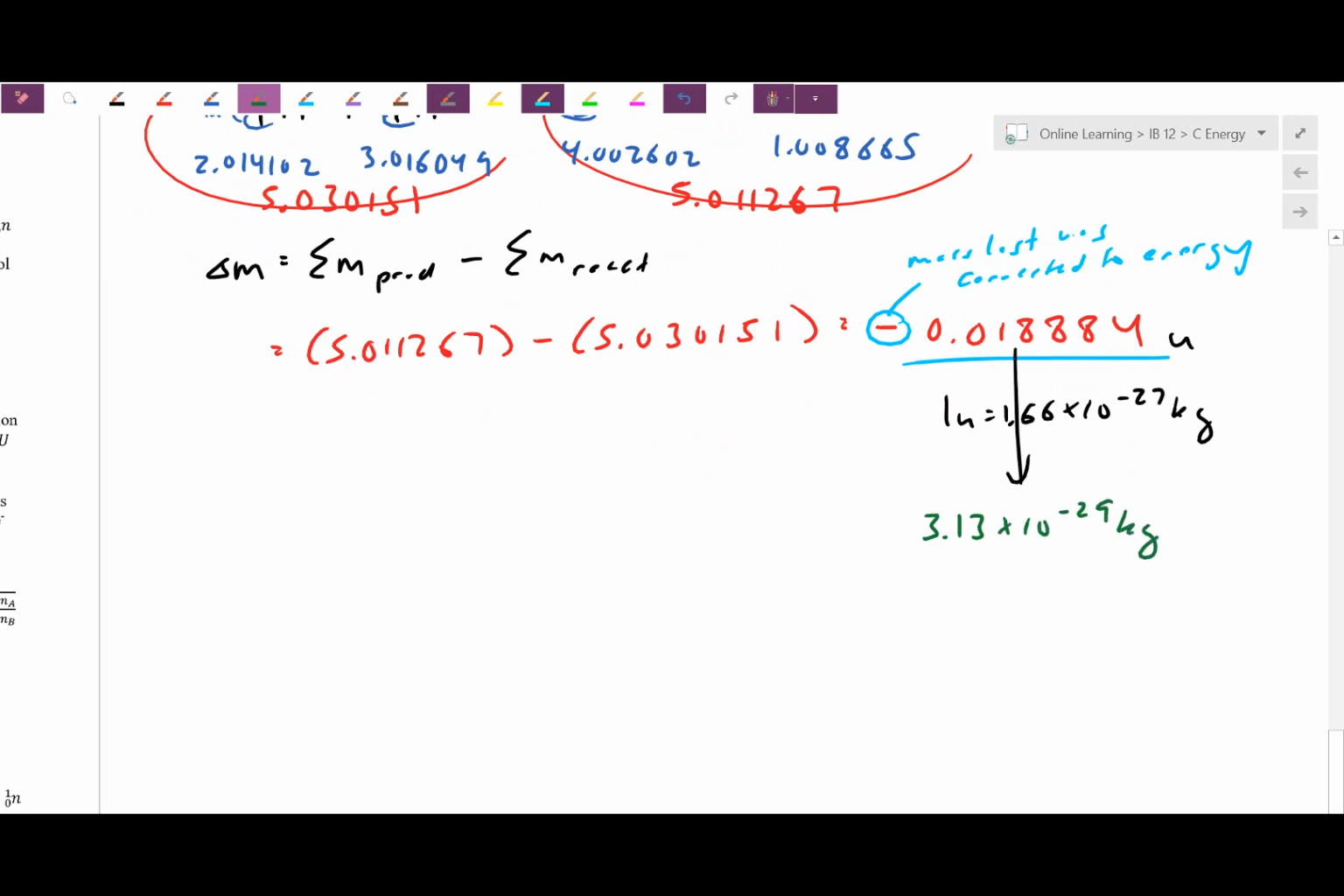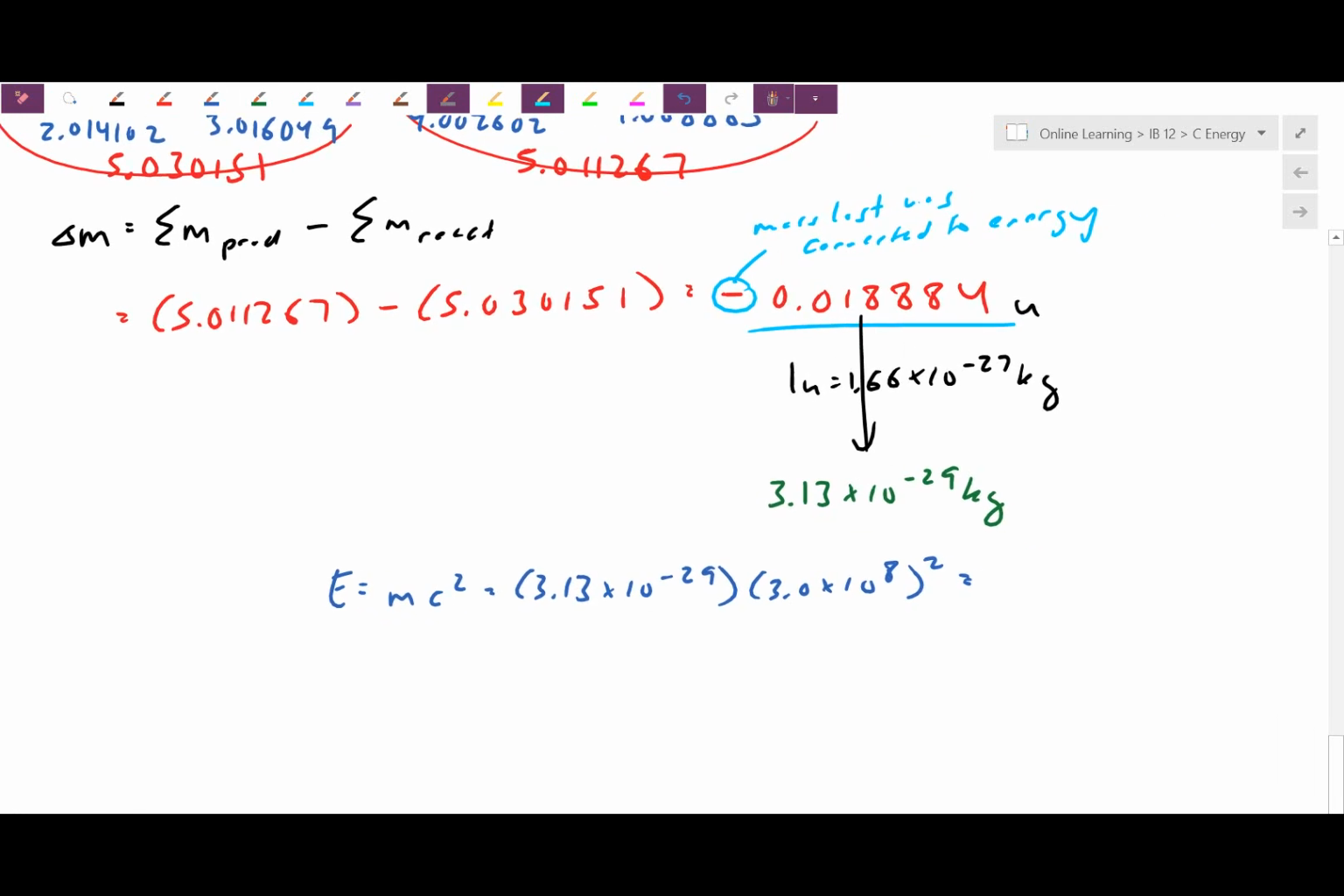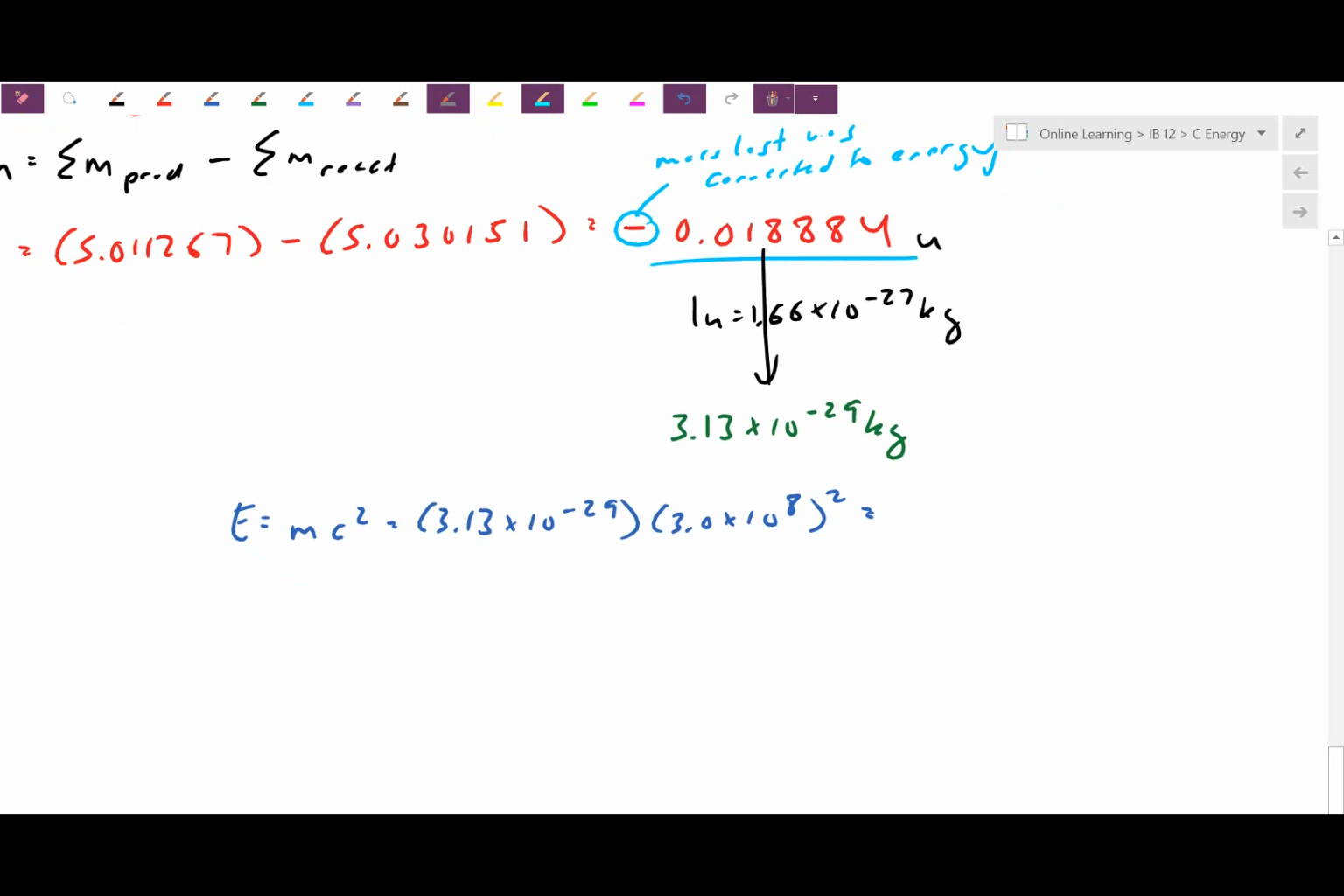We can use Einstein's equation, special relativity, E is equal to mc squared. Let's take this 3.13. I'm going to keep the whole number in your calculator, times 3 times 10 to the 8, but squared. So let's rescale it through the speed of light, times 3e8 twice, and I'm getting here 2.82 times 10 to the negative 12. I'm still keeping the entire number in my calculator. That one comes out in the SI unit of joules.